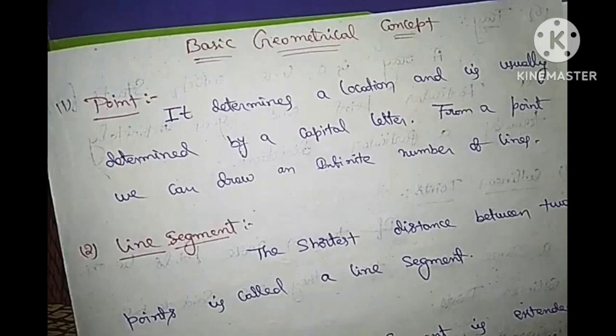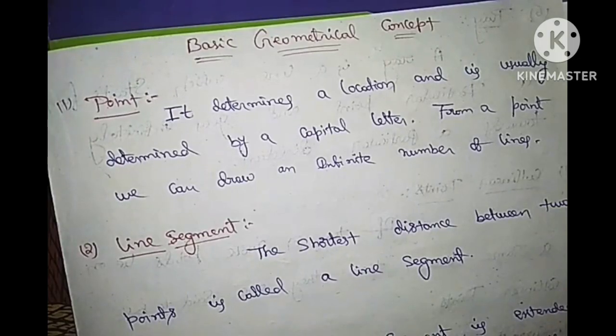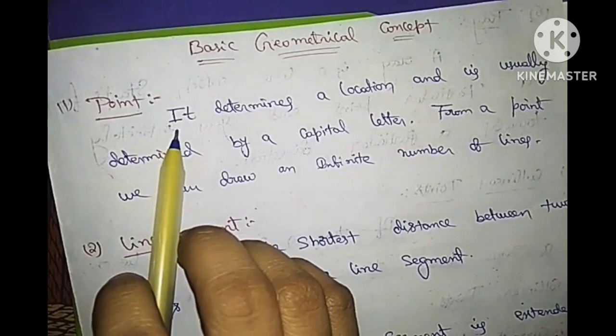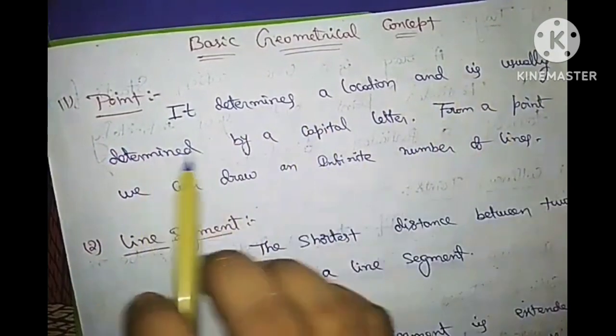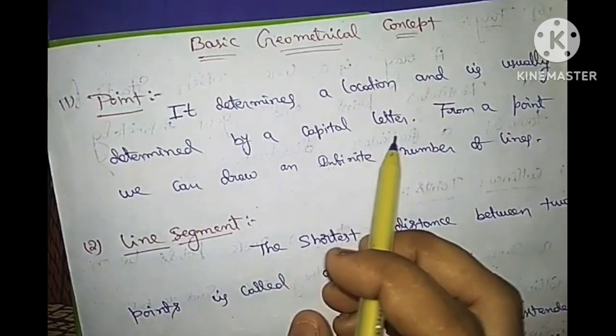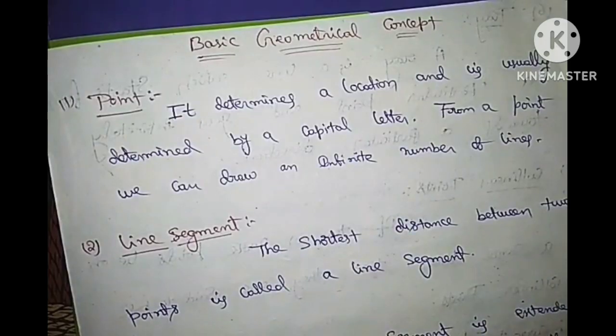Up to here, again we will repeat all these things one more time. We will revise once more. The first thing we read about today was the point. It determines a location and is usually denoted by a capital letter. That is what I told you about a point.